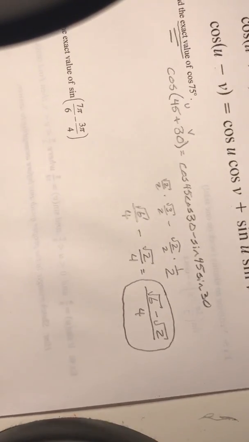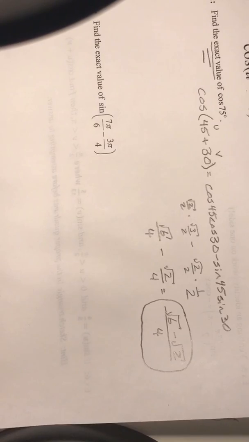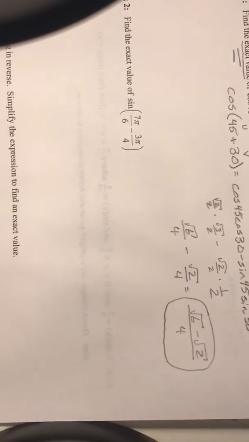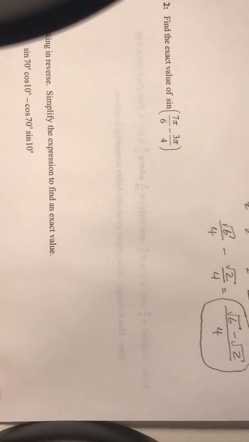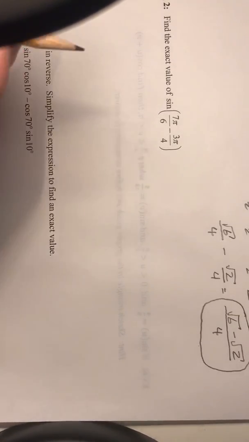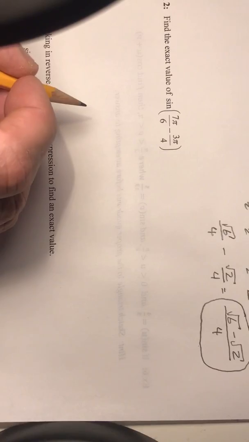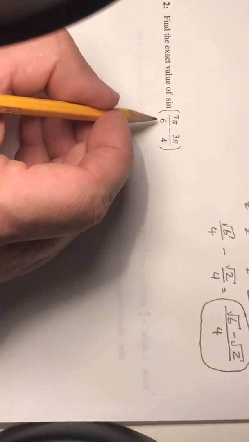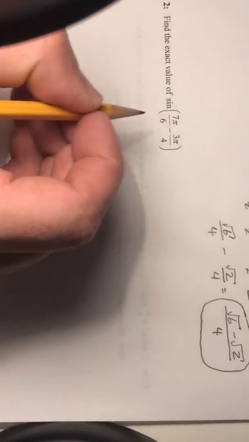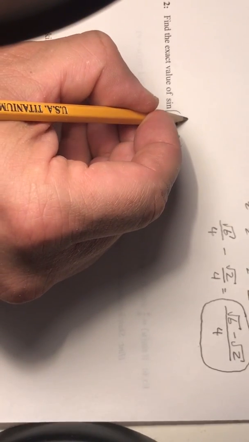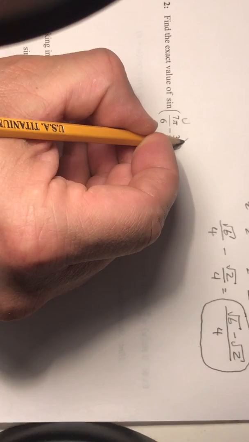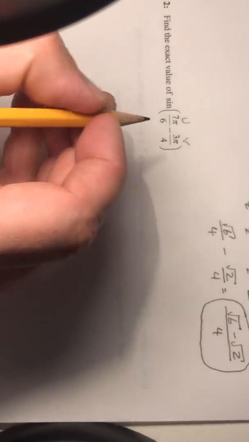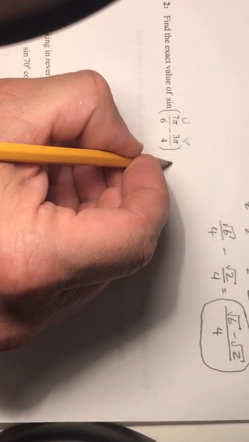Okay, that was visible. All right. Move down to exercise 2, please. All right. In this case, we're kind of going the other way. We're going backwards. They gave you some kind of sine formula for a difference, and therefore 7 pi 6 would count as your U, and 3 pi 4 would count as your V.